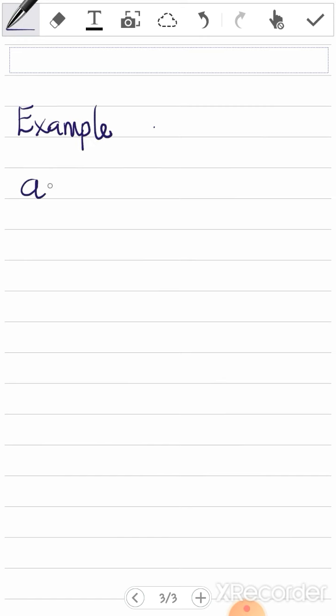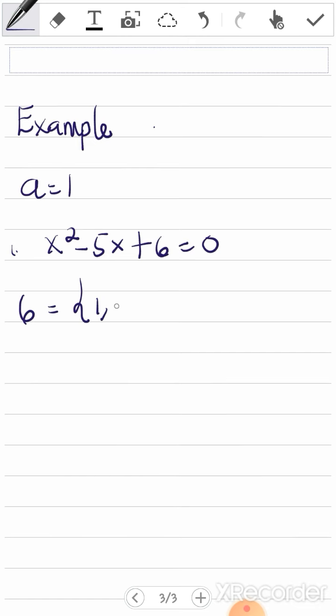Going on with our example, for a equal to 1, I give the question to be x squared minus 5x plus 6 is equal to 0. To factorize, how do you go about it? First of all, you have to find the factors of the constant. The constant here is 6. So let's find the factors of 6. It will be 1, 2, 3, and 6.